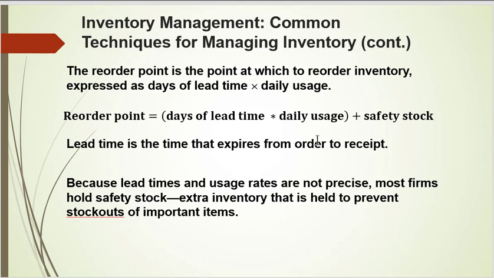Again, this is just the time that expires from order to receipt. So we need to have an understanding of how long it takes to get the products in. And since those times are not precise, that's the reason for this safety stock. We want to make sure we do not run out of important items. A and B items are bigger things dollar-wise in general, and they may be a little difficult to acquire, to have shipped, and to receive from whoever our suppliers are.